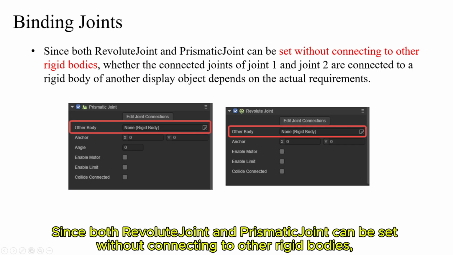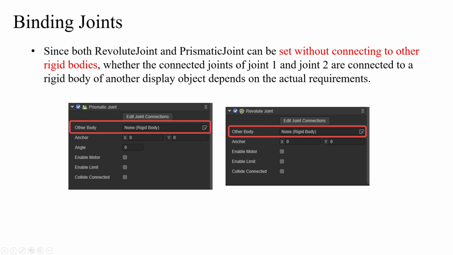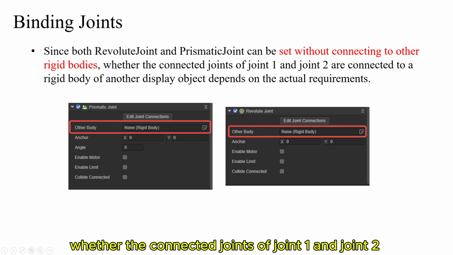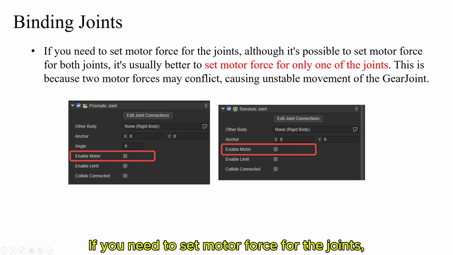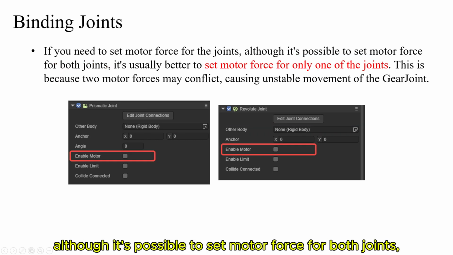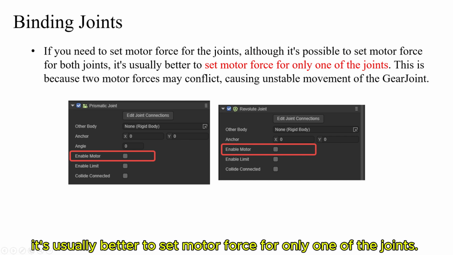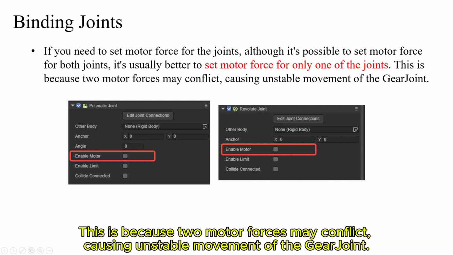Since both revolute joints and prismatic joints can be set without connecting to other rigid bodies, whether the connected joints of joint 1 and joint 2 are connected to a rigid body of another display object depends on the actual requirements. If you need to set motor force for the joints, although it's possible to set motor force for both joints, it's usually better to set motor force for only one of the joints. This is because two motor forces may conflict, causing unstable movement of the gear joint.